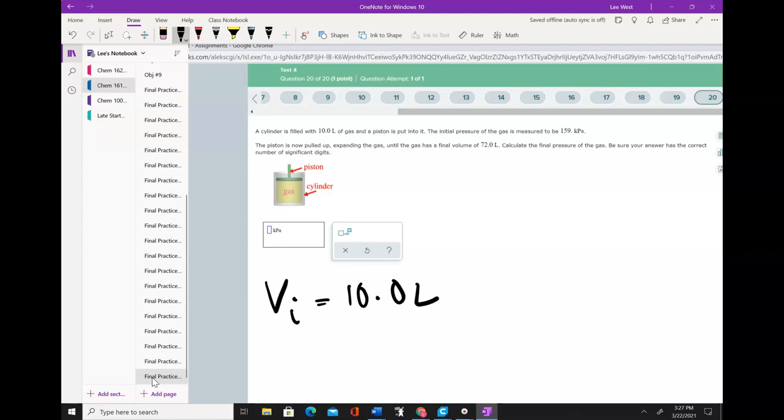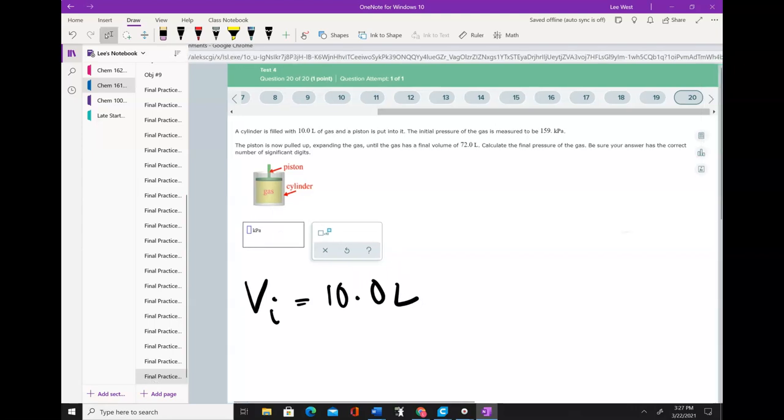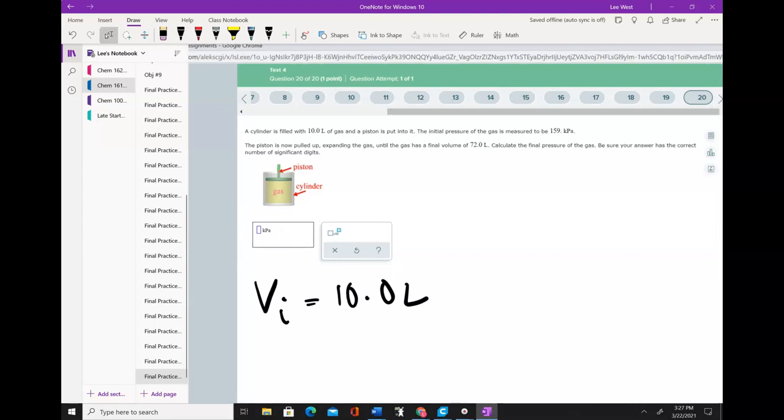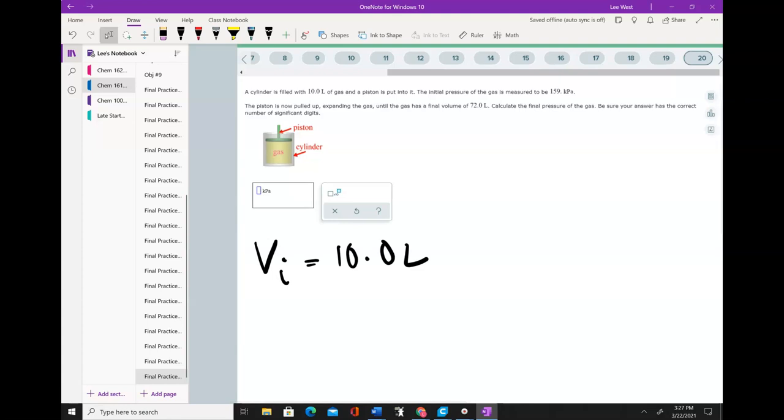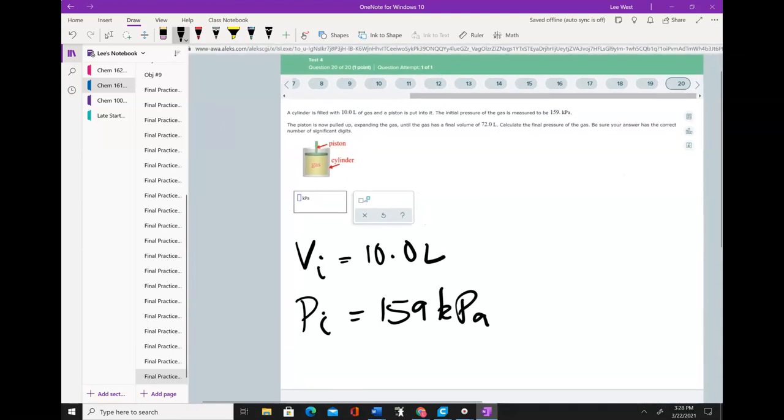Now I'm calling it initial volume because whenever they're talking about a piston and a cylinder, I'm thinking that a change is going to occur. And a piston is put into it, so it's capped. The initial pressure of the gas is measured to be 159 kilopascals. So pressure initial is 159 kilopascals. And then it says the piston is now pulled up, expanding the gas.